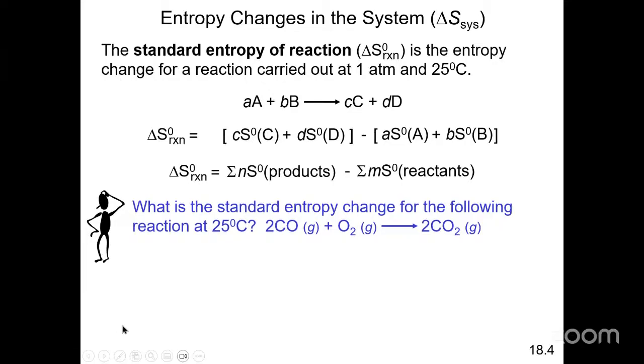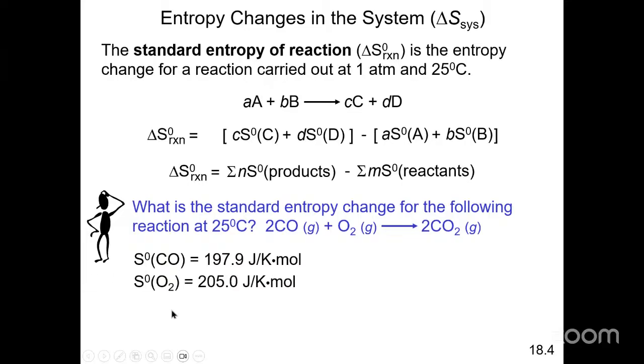So let's apply that to this example. This question says, what is the standard entropy change for the following reaction at 25 degrees Celsius? And it gives you the equation of the reaction, right? So basically, you have to go to the tables and look up the standard entropy values of the different substances involved. For carbon monoxide, it's 197.9. For oxygen, 205.0. And for carbon dioxide, it's 213.6. And basically, you plug those values into the equation.